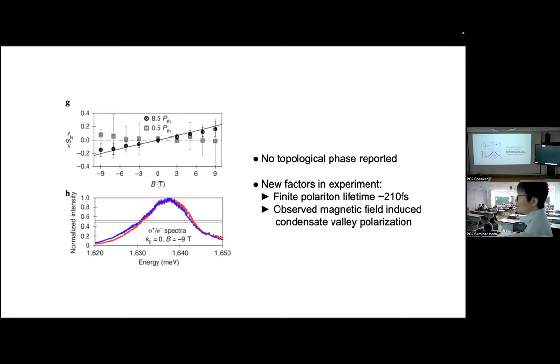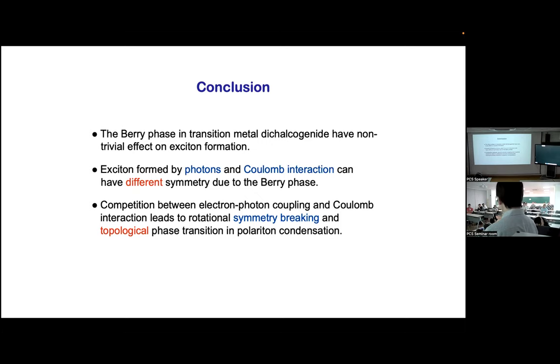But reading this paper, you can see that it does bring in new factors that we were not discussing in our paper, such as the finite polariton lifetime, which may be important for thinking about the non-Hermitian possibility of phase transition due to having a non-Hermitian system. Another interesting thing was that this paper shows how you can induce condensate valley polarization using a magnetic field, and that may be another interesting way to induce phase transition in this exciton polariton condensate. And so here are my conclusions, and thank you very much for your attention.